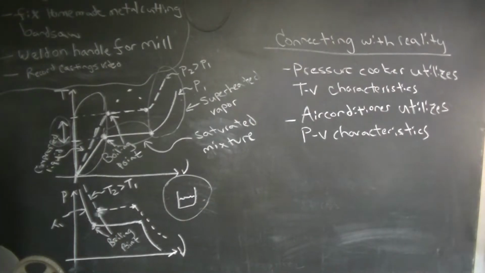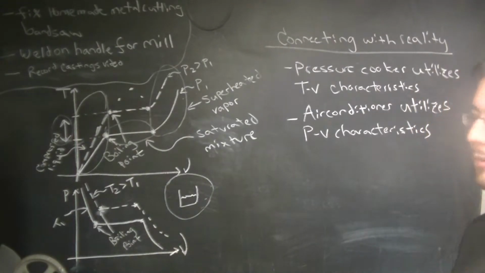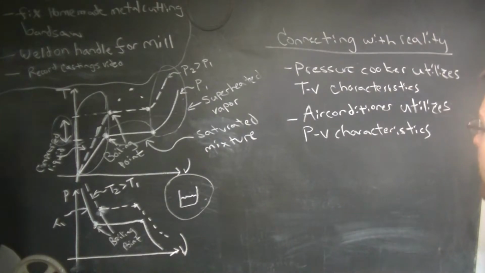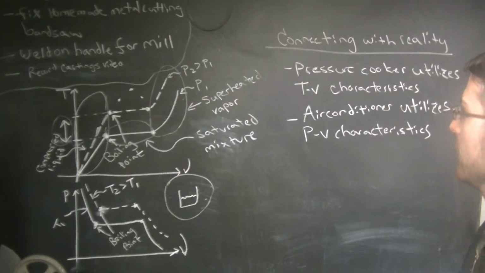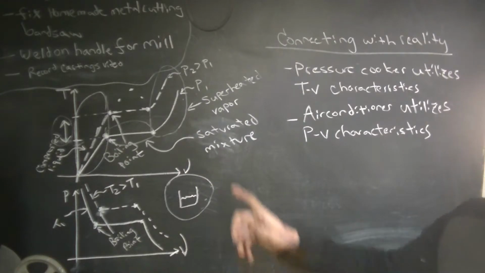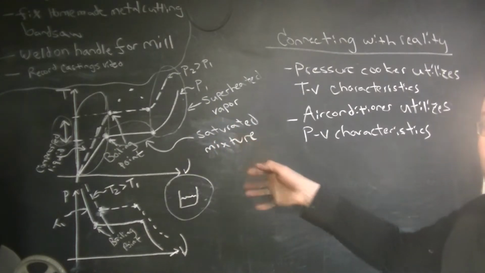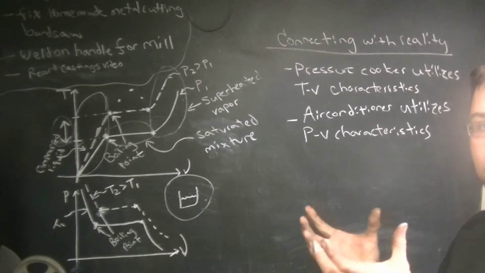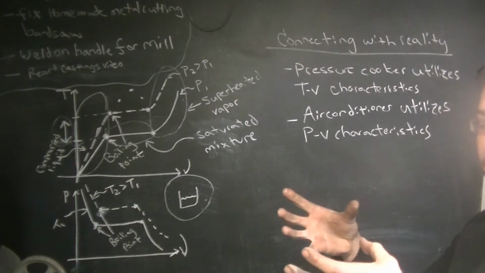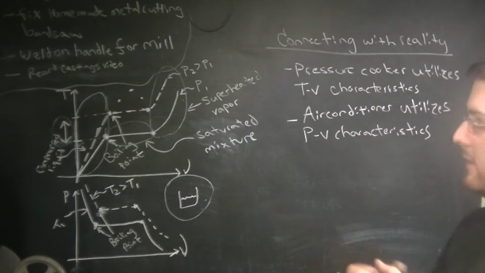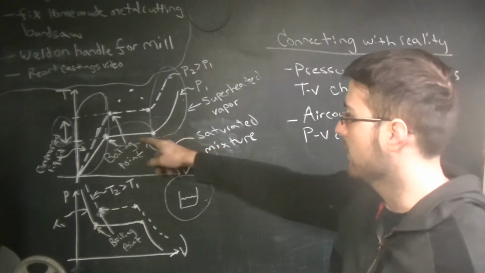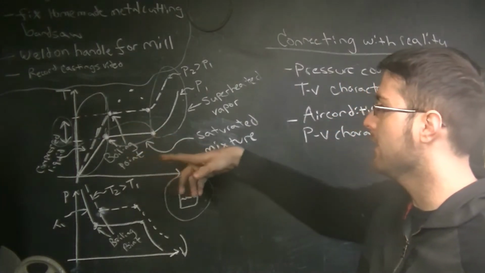So before we start getting more specifically into boilers, I think it's useful to connect with reality a little bit and make more sense of these things. An example of TV diagram characteristics is a pressure cooker. So what does a pressure cooker do? A pressure cooker increases the pressure of a pot of boiling water essentially. So what happens when you increase the pressure? When you look at this, the boiling point increases.